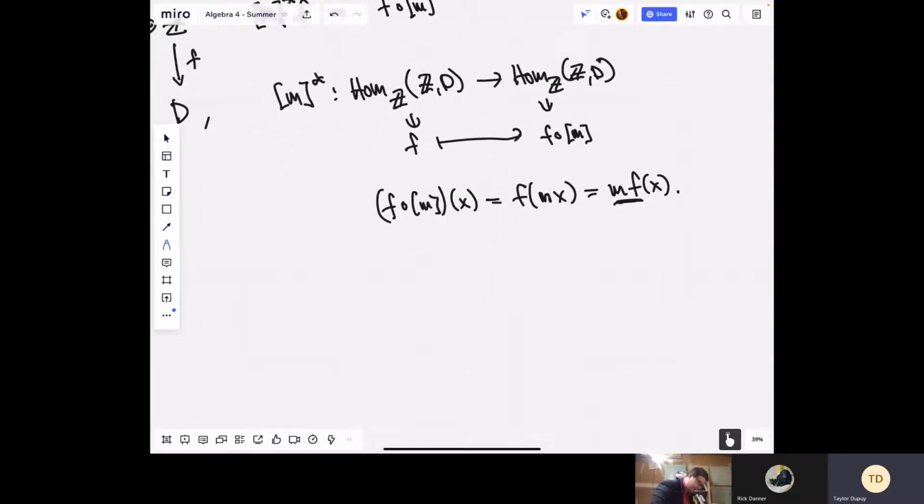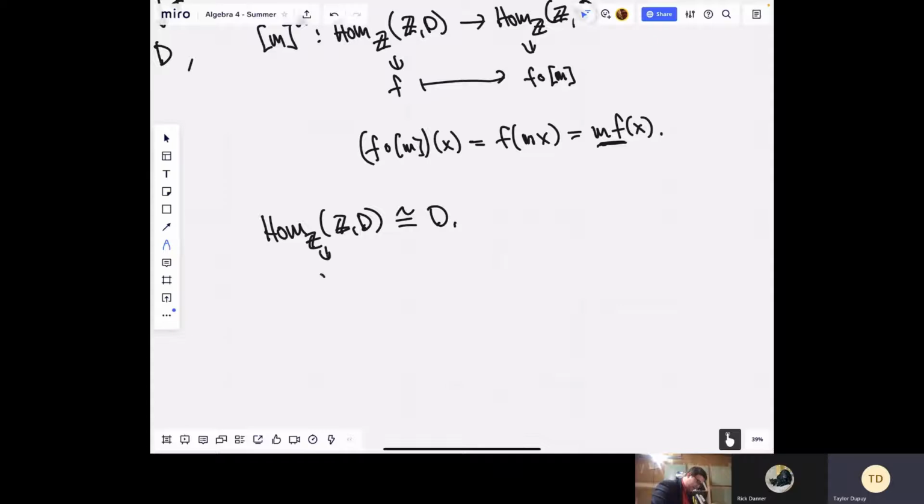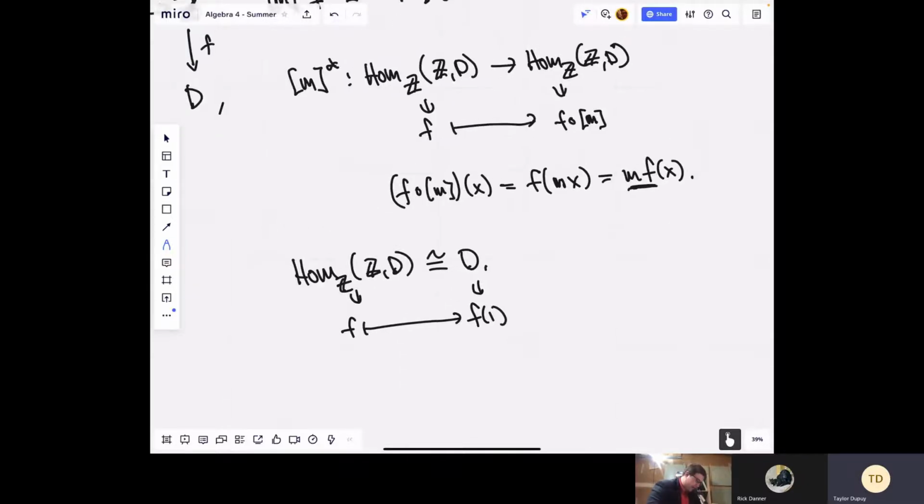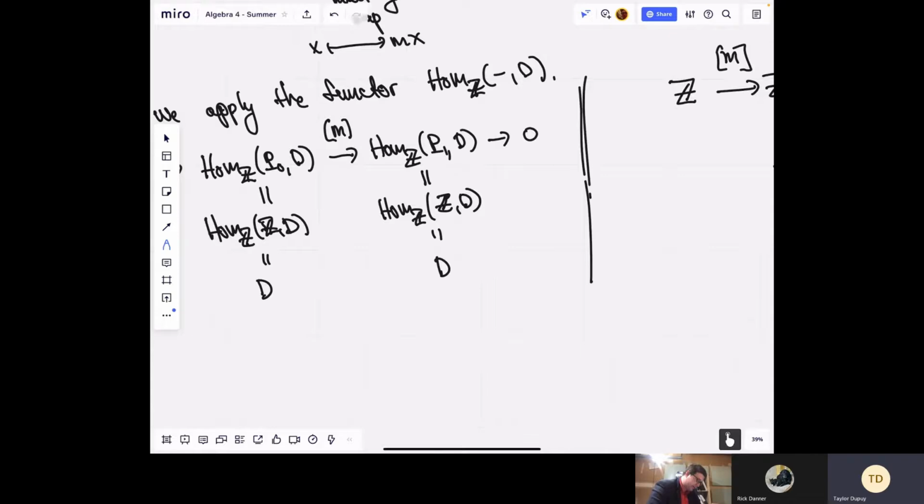The other thing that I want to say is that Hom, this guy here, is really isomorphic to just D. The map here takes F and maps it to F of 1, so it's completely determined by where 1 is sent. In particular, not only are these things isomorphic to D, but the multiplication map, which was pullback by M, is actually just multiplication by M on D. So this complex is just multiplication by M on D. Maybe I can write M star here. It's quite a simplification.